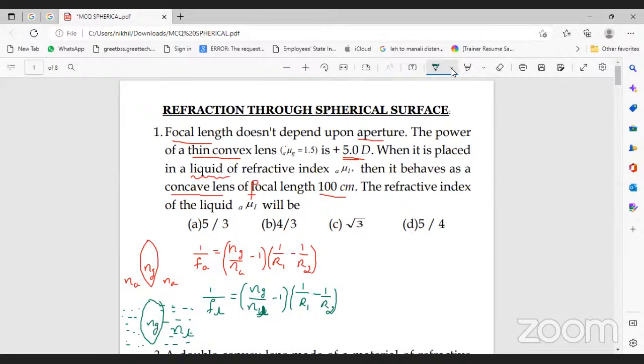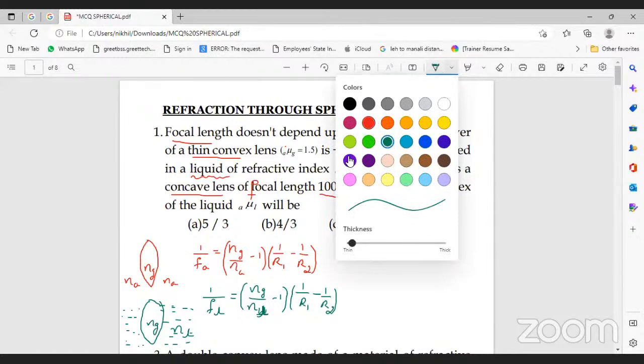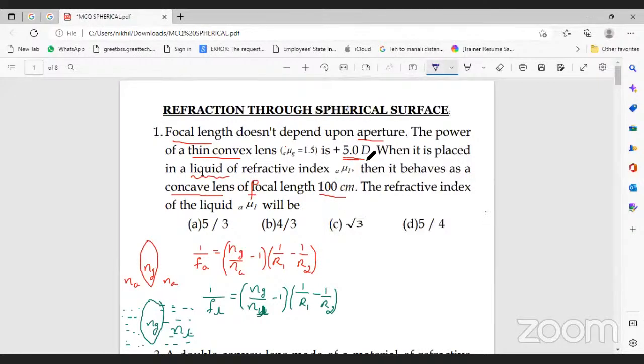But one more important concept is given. When it is immersed in the liquid, it will behave like what type of lens? Concave lens. So inside this liquid, actually, it is not a convex lens, it behaves like a concave lens. If I call this equation 1 and this equation 2, can I divide equation 1 by 2? If I divide equation 1 by 2, can you tell me what will happen?